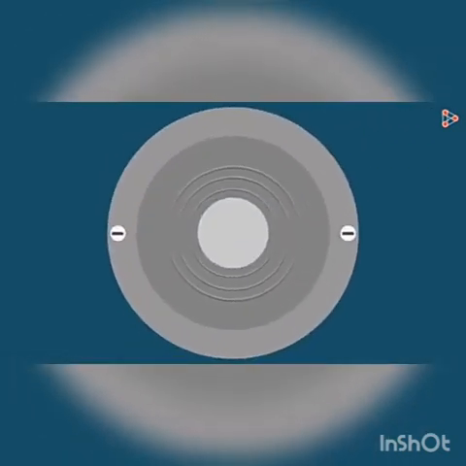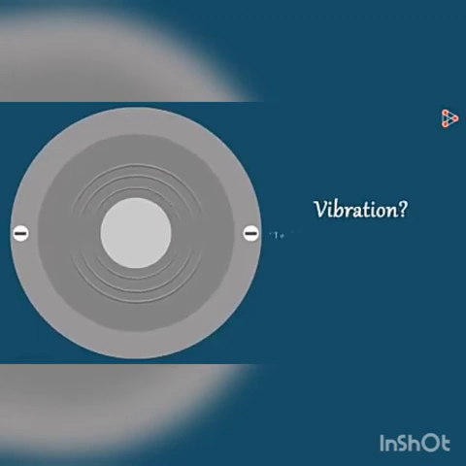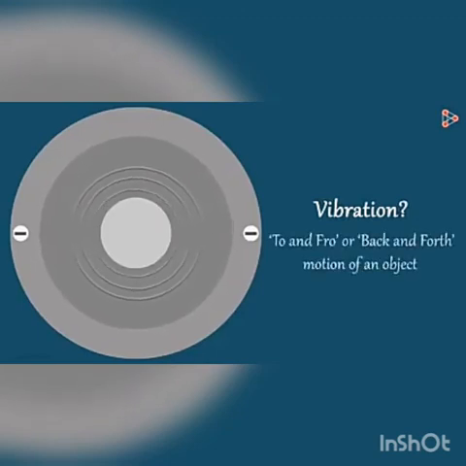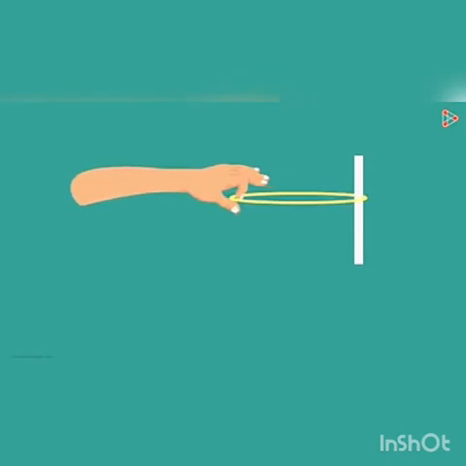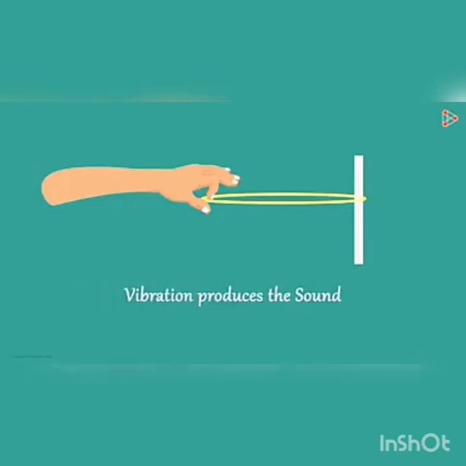Have you ever thought about what actually produces the sound? To answer this question, first we need to understand vibration. What is vibration? It is to and fro or back and forth motion of an object. For example, if we stretch this rubber band with one hand and pluck it in the middle, it starts to move back and forth. In short, it starts to vibrate. It is this vibration that produces the sound. Yes, anything that vibrates will produce sound. We will learn more about this in the next video.